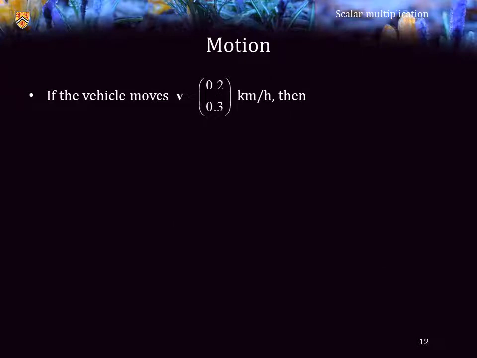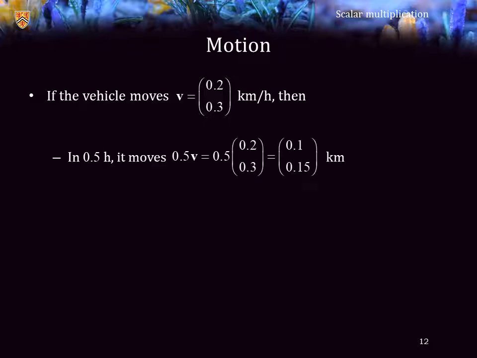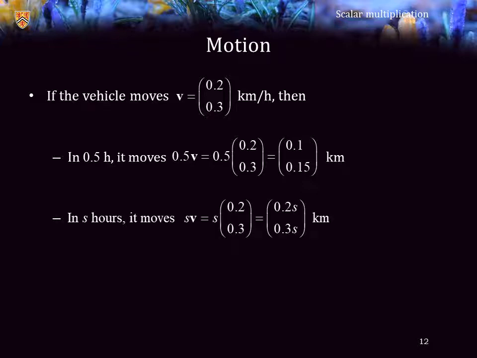Thus, if this vector tells us how far the vehicle has moved in 1 hour, then in half an hour, it would have moved 0.5 times this vector. So in other words, it would have moved 0.1 kilometer to the right, 0.15 kilometers up. Similarly, in s hours, multiplying the vector v by s tells us that it will move 0.2 times s kilometers to the right and 0.3 times s kilometers up.